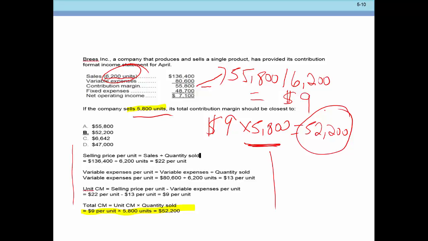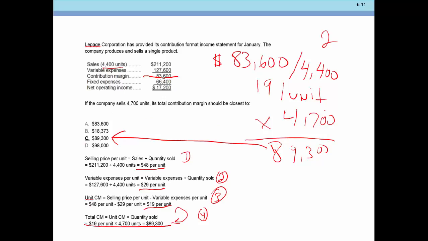Okay, good. Let's take a look at this question. They say if the company sells 4,700 units, what would be the contribution margin? Again, guys, I'm not going to go through all these steps. The more steps you have, the more chance you're going to make a mistake. If you can break it down to one key step, just take the contribution margin and divide that by the number of units. That gives me a contribution margin per unit of $19. They told me they're going to sell 4,700 units, so $19 per unit times 4,700 gives me a contribution margin of 89,300.